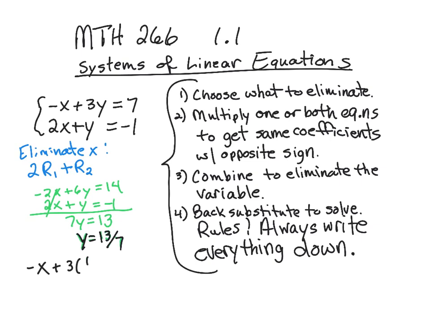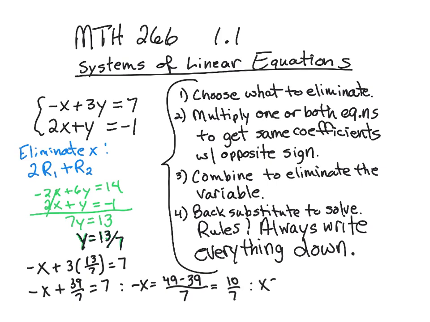I'm going to have 3 times y, just substituting the value of y in, negative x plus 39/7. I shouldn't have to go slow with the arithmetic, so bear with me here. Minus x is going to be 7 is 49/7. I'm going to subtract 39/7. That's going to give me 10 over 7. Positive x equals negative 10/7. And I have the answer, the point of intersection of these two lines on the plane.